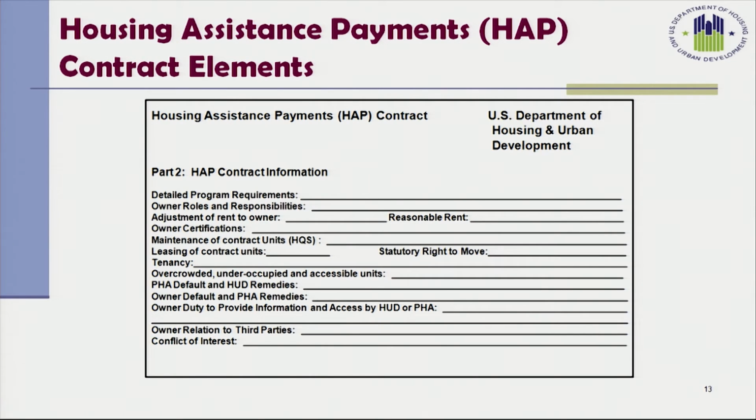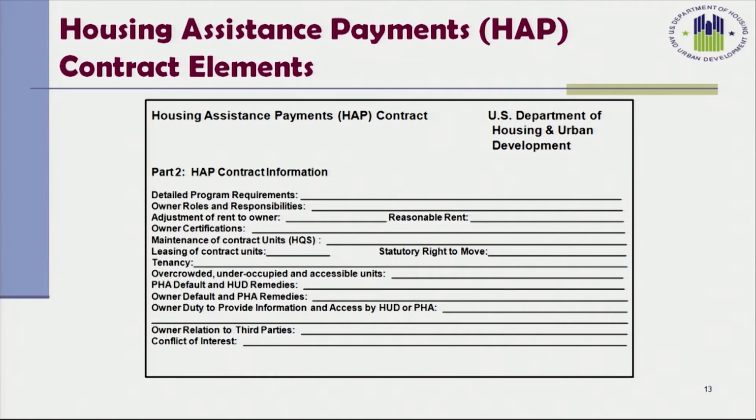Part 2 of the HAP contract includes detailed program requirements. It includes the owner's role and responsibilities under the project-based voucher program, any adjustments that are made to the rent to owner, the reasonable rent that's determined by the PHA, owner certifications, maintenance of contract units, the requirement that units be maintained in accordance with housing quality standards, leasing of contract units, that is, the number of units being leased, the family's statutory right to move, overcrowded and under-occupied accessible units.